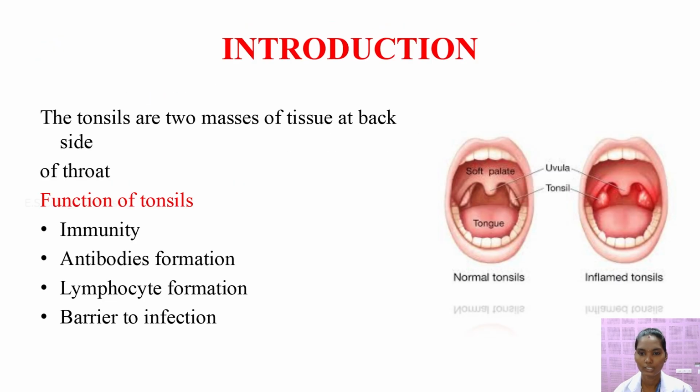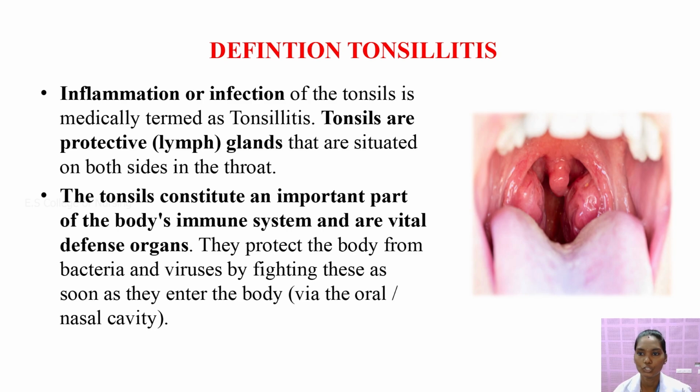Tonsillitis, it is one of the immune system. It is located in the backside of the throat. It maintains various functions, especially it acts on the immune functions, and it helps to prevent unnecessary bacteria and foreign bodies from entering the mouth. So this is a small introduction of tonsil. Next we'll move on to the definition of tonsillitis.